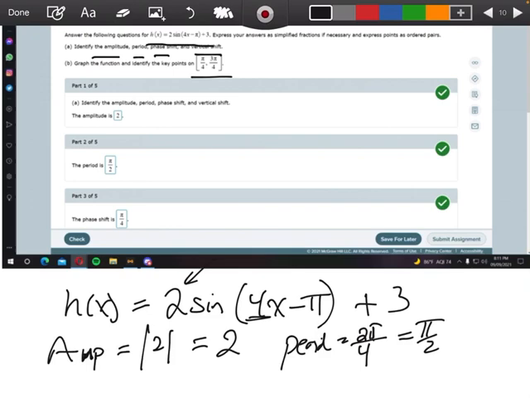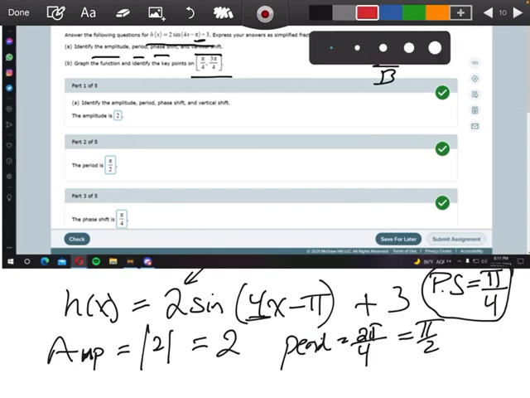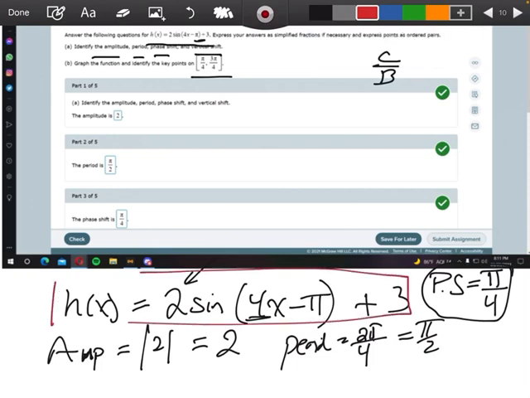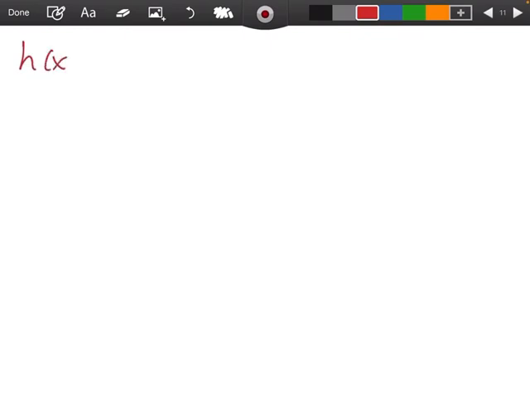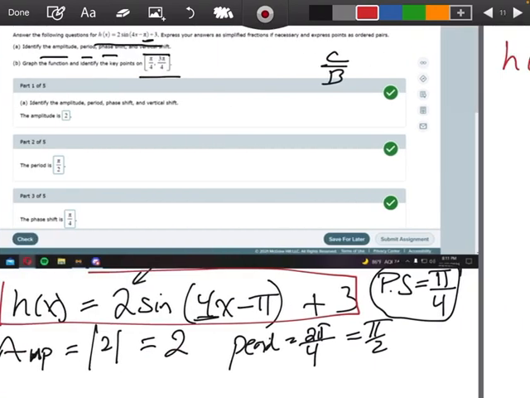And then our phase shift, I'm just going to use ps for phase shift. If you remember, it was going to be the value c over b, where this was my c value. So my c value is just the pi, and our b value was 4, so it's going to be pi over 4. And then I'll get to the vertical shift part in a minute. But what I really want to do is see how I would graph this function, and once I do my graph, then I can come back and answer my vertical shift part. So on the next page, I'm just going to write h of x equals 2 sine of 4x minus pi, plus 3.